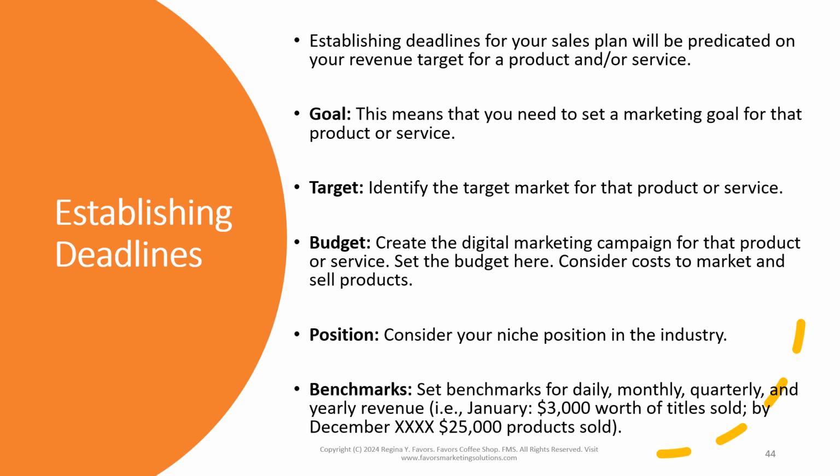Benchmarks: set benchmarks for daily, monthly, quarterly, and yearly revenue. So in January, we want to achieve 3,000 worth of titles sold. And then by December, we hope to achieve 25,000 products sold, right? And so that's a benchmark that gives you some deadlines, and then it helps you to set revenue targets.